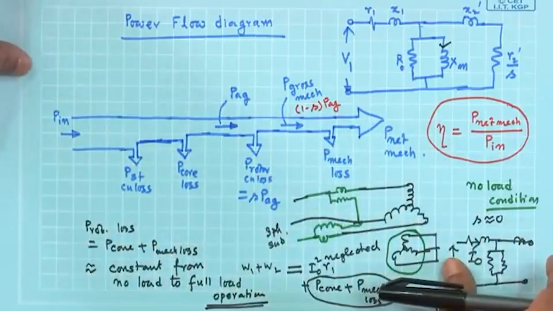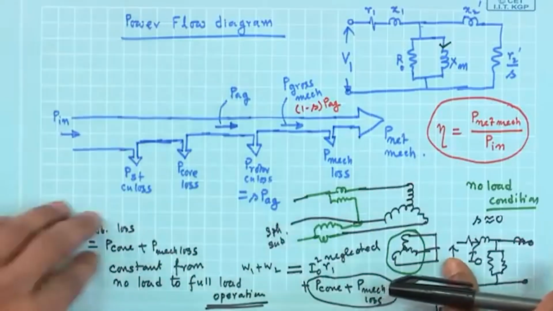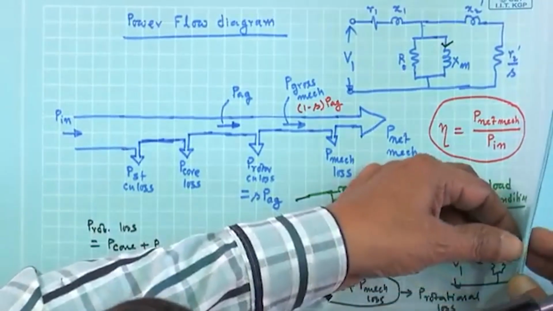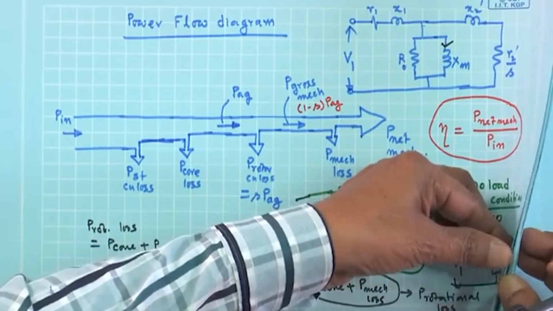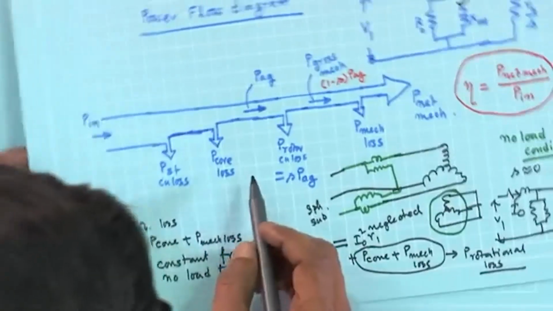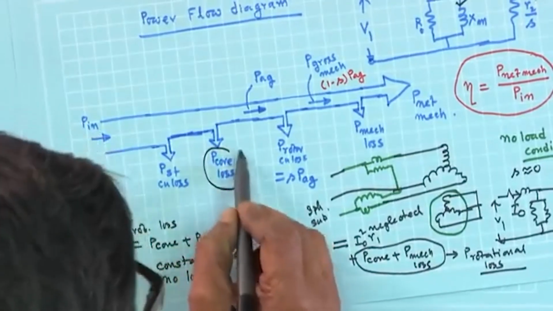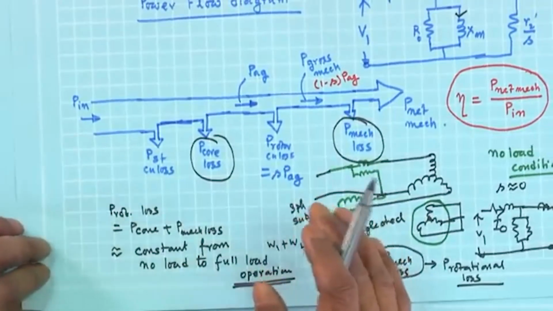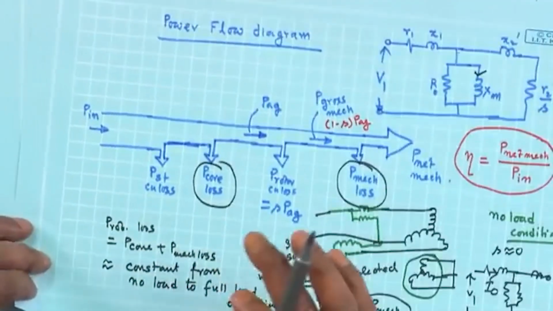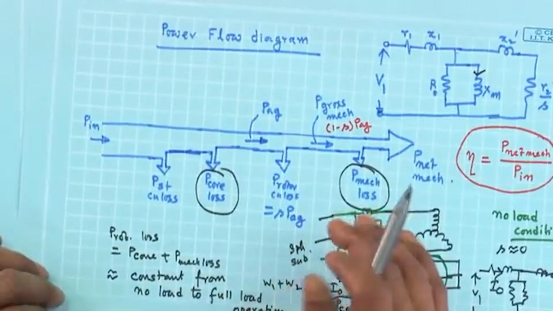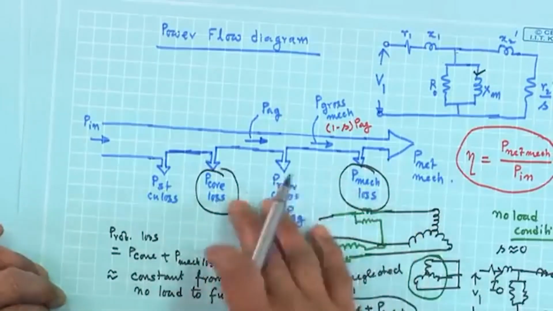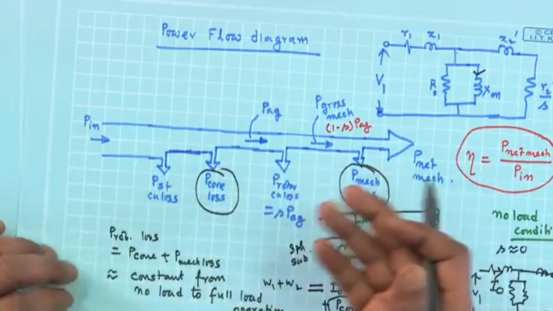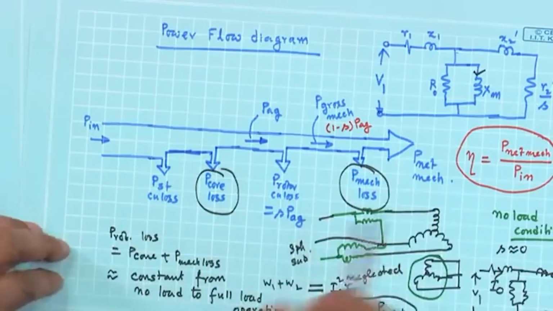Sometimes, I mean there are various versions of this power flow diagram, but there should be logic attached to each one of them. So, in the power flow diagram we find P core loss is here, P mechanical loss is here. They cannot be separated as such by this simple means. If time permits, I will tell you some experiments that can be done to separate them out, but in general there are some matters.